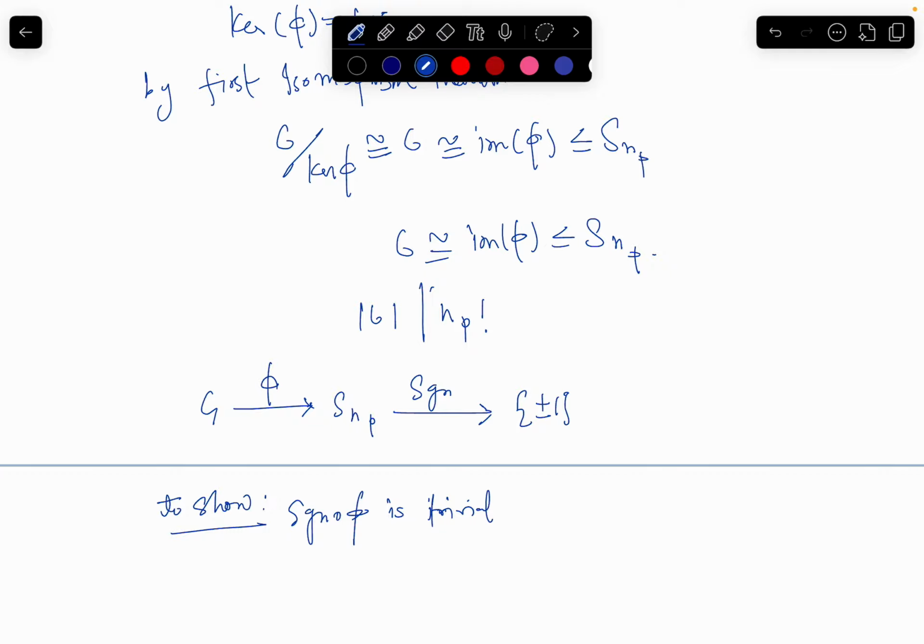If we show this, then that would imply the image of phi is contained in A_P, because phi takes an element to a permutation, and the permutation is even. So phi takes all the elements of G to permutations, and those permutations are even. So the image in that case is a subgroup of A_P, the alternating group.